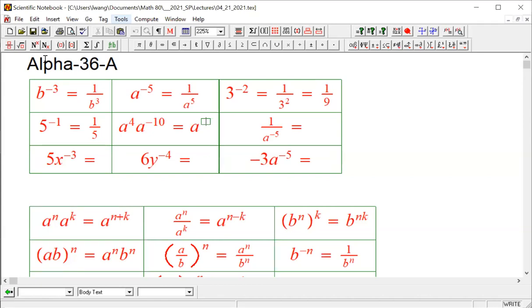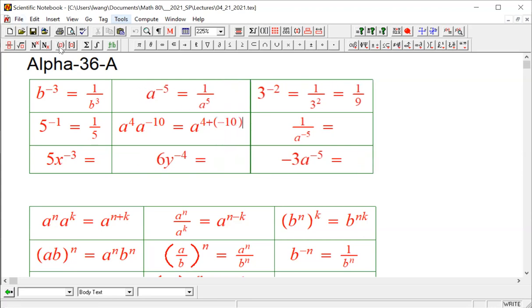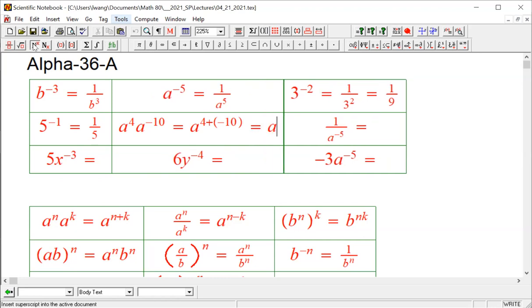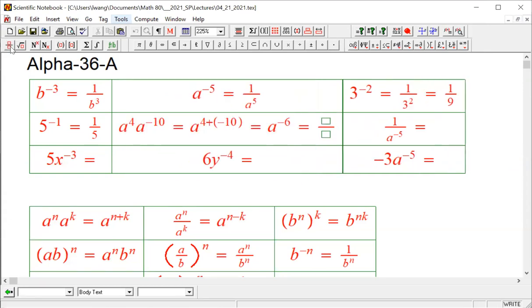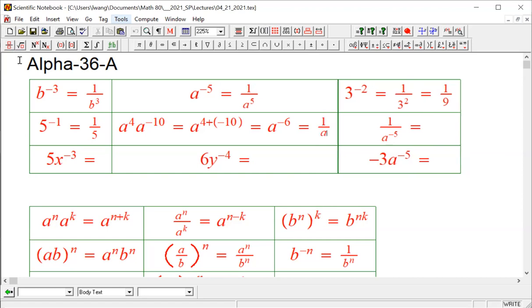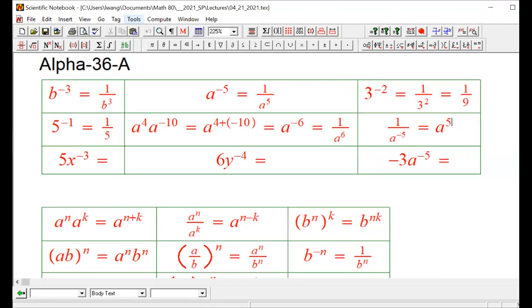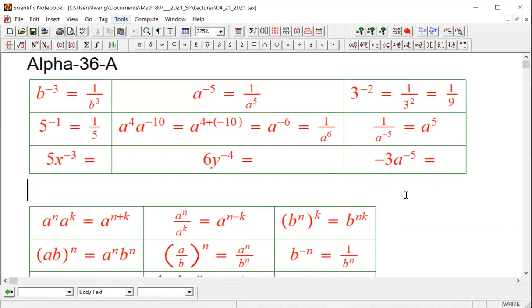Over here, you're going to have a raised to the power of, there are 2 different ways to do it at least, okay? You're going to do 4 plus negative 10, if you wish to do it this way. And that's going to give you a raised to the power of negative 6. Getting rid of the negative sign in exponents, you're going to get 1 over a to the power 6. And the next one, of course, is going to be a to the power 5. So far, so good? Any questions?